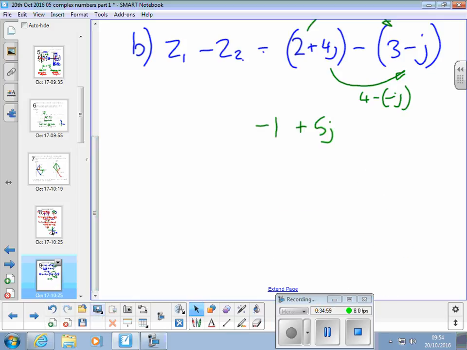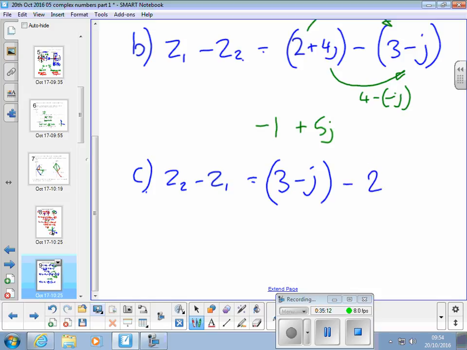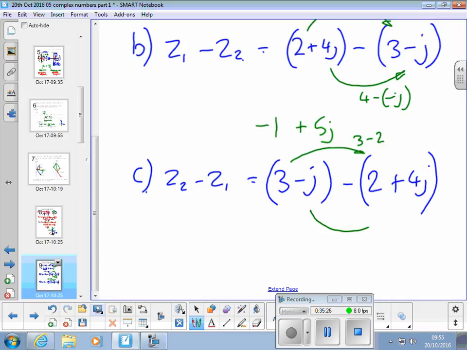And then lastly, using the same method, C: Z2 minus Z1 is equal to 3 minus j minus 2 plus 4j. Looking at it like this, we've got 3 minus 2, and down the bottom, minus j minus 4j. Yep. Everyone agree?